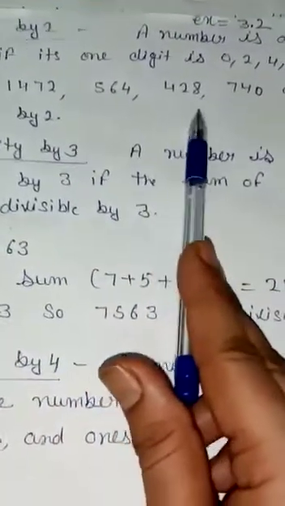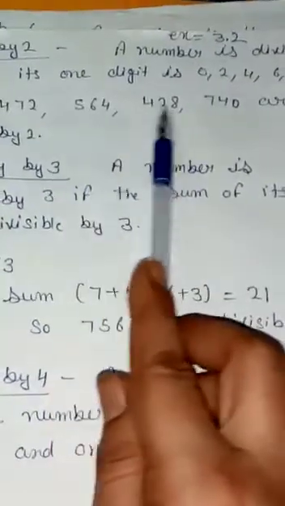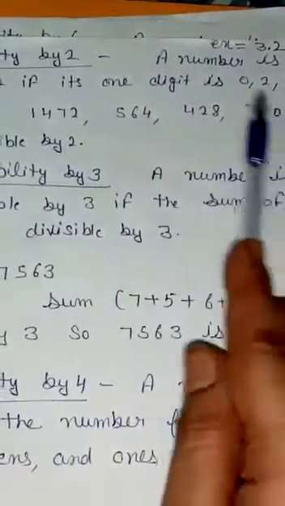564, 428, 740, 480. The one's place in each is even. 480 is divisible by 2. Yes. So these numbers are divisible by 2.